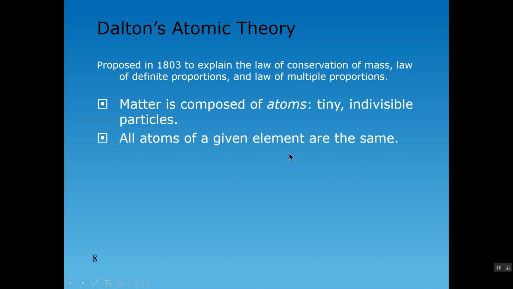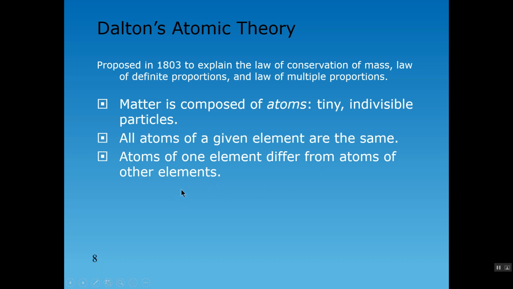So what this is saying, basically, is that if you can look at one atom of a particular element and compare it to another atom of the same element, they will look identical. You will not be able to distinguish between them, all right? The third assumption is that atoms of one element differ from atoms of other elements. So if you take an atom of, let's say, sodium and compare it to an atom of, let's say, carbon, they'll look different if you could actually see them, all right?